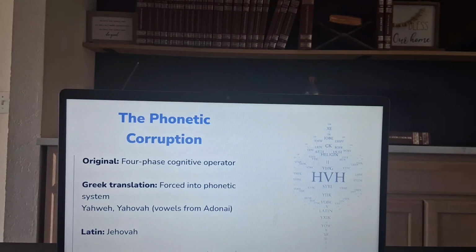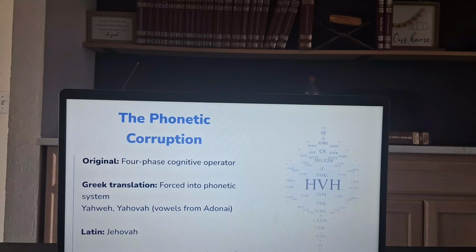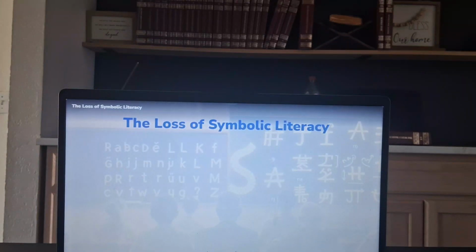Greek translators forced it into a phonetic system, inserting vowels from Adonai, producing hybrid forms like Yahweh and Jehovah. Latin scribes later created Jehovah. These are linguistic artifacts, not authentic representations. Hall's framework clarifies the deeper issue.